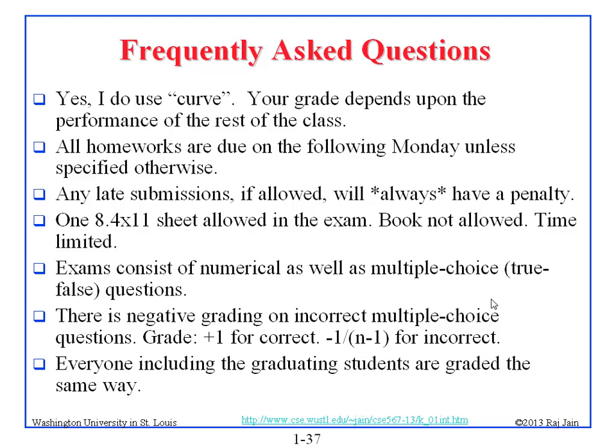Similarly, if I give you 3 choices, A, B, C, and you randomly mark, you have a 1/3 chance of getting it right. If you get it right, you get +1. If you get it wrong, you get -1/2. In general, the penalty is 1 upon n minus 1.